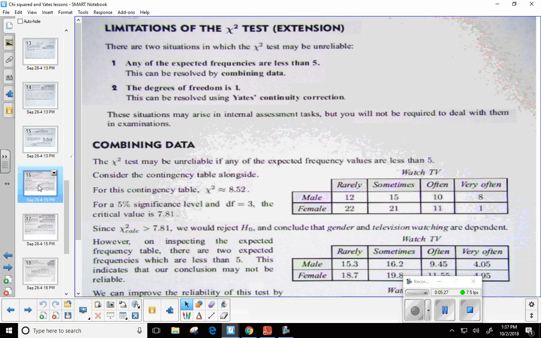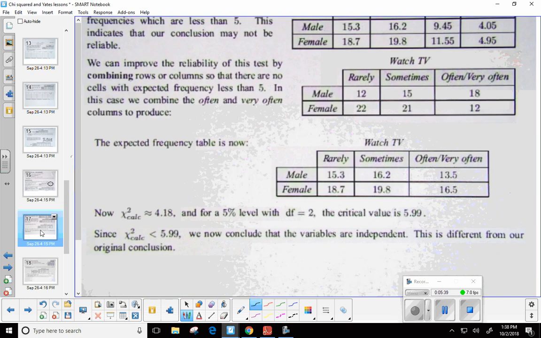So what you're going to do in order to fix this problem, if you have expected frequency value cells less than 5, cells that are related, you'll just go ahead and combine those. Okay, so the 9.45 plus the 4.05 resulted in the 13.5, and now 11.55 plus the 4.95 gave me the 16.5. Okay, so by combining these, if I were to go ahead and put in the values now, and I'm not going to worry about plugging it in again, okay, so now my chi-squared calculated value is 4.18.